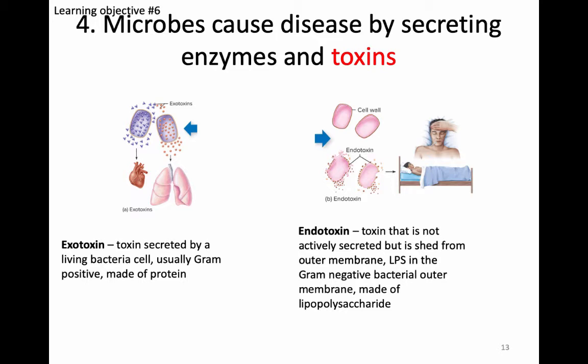Exotoxins are secreted by gram-positive cells. They are made of proteins and they are released by a living bacteria. Endotoxins are toxins that are released when a gram-negative bacteria cell dies and parts of its outer membrane are shed, and the molecule lipopolysaccharide, or LPS, is shed when the gram-negative dies, released in the host, and causes a severe immune reaction which makes the host very ill.